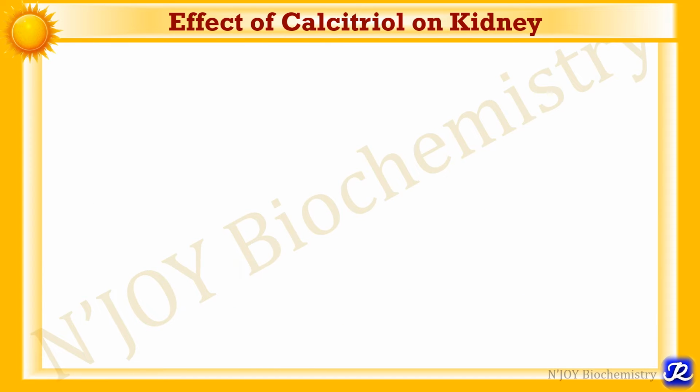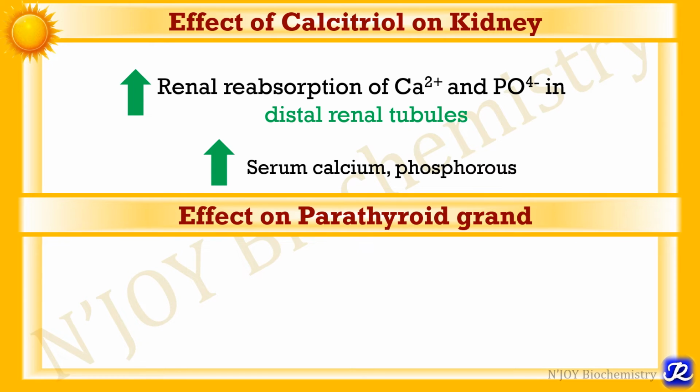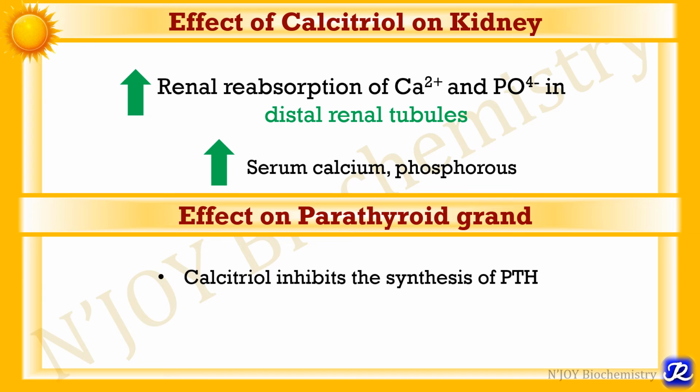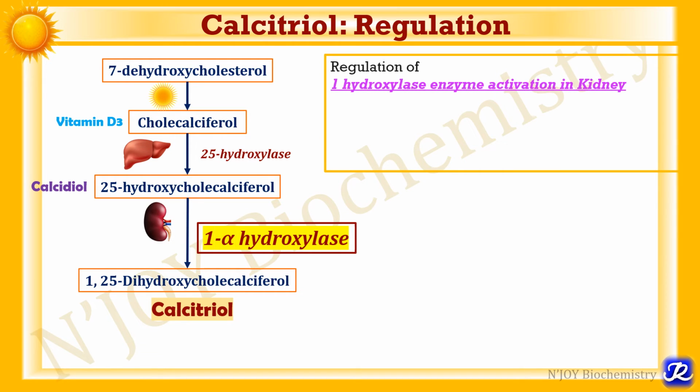What are the effects of calcitriol on kidney? It increases the renal reabsorption of calcium as well as phosphate in the distal renal tubules, and thus it increases serum calcium and phosphorus levels. It also has an effect on the parathyroid gland, and calcitriol inhibits the synthesis of parathyroid hormone. Now let's see how calcitriol regulation occurs, because the formation of calcitriol is a tightly regulated process, and this process is regulated by regulation of the enzyme 1-alpha hydroxylase in the kidney.